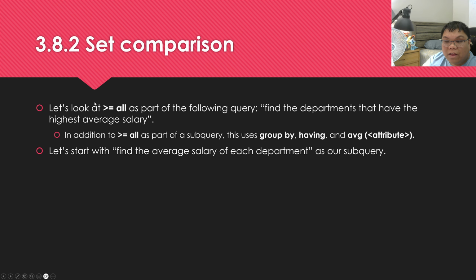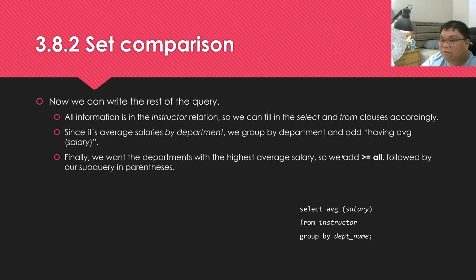Let's look at greater than or equal to all as part of the following query. Find the departments that have the highest average salary. In addition to greater than or equal to all as part of our subquery, this requires group by, having, and average as part of our query. So let's start with find the average salary of each department as a subquery. Now we can write the rest of our query.